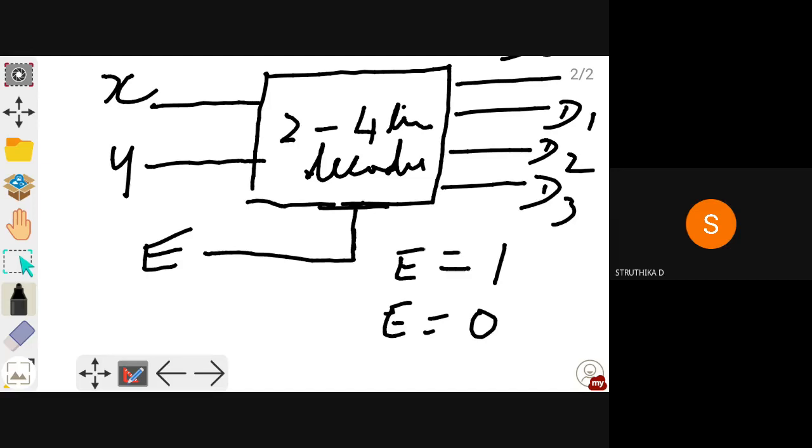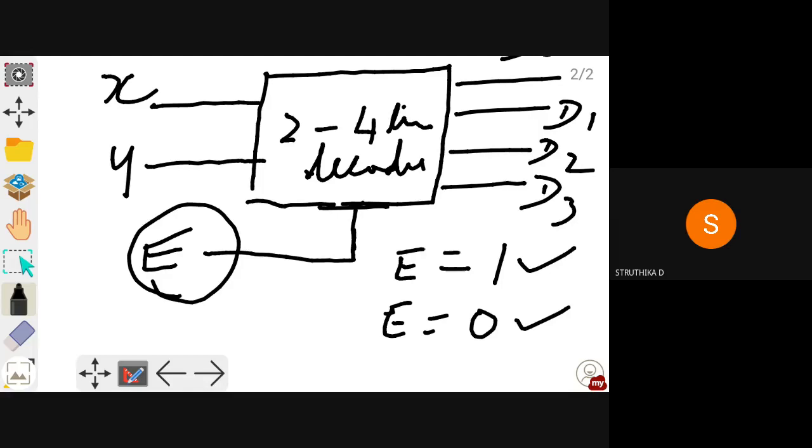So E equal to 1 means the decoder is on, and E equal to 0 means the decoder is off. That is, the decoder will function only if E is equal to 1, and if E is equal to 0, the decoder will not produce any output. So this is the third input, that is enable. If you are designing a 2 to 4 line decoder with an enable input, the third input will either make the decoder function or not.